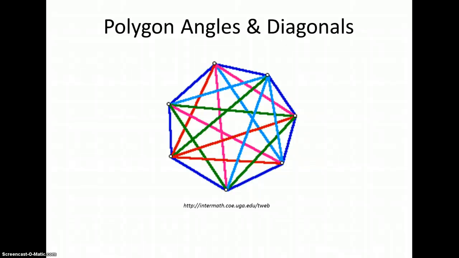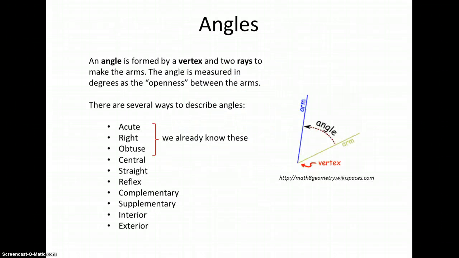This lesson is on polygon angles and diagonals of a polygon. An angle is formed by a vertex or point and two rays that make the arms. We measure the angle between the arms in degrees to show how open it is. There are lots of ways that we can describe angles.